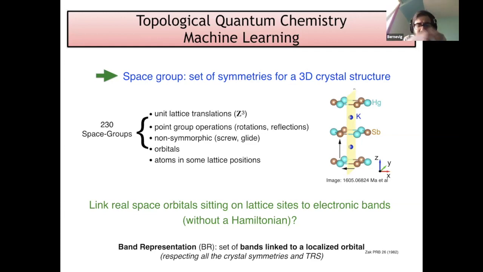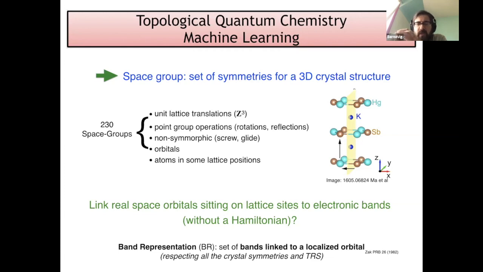size of the unit cell and the lattice translations, the group operations, and they give you the atoms in some lattice positions. So now the question is, given this information, what universal information or universal classification can we get about these atoms?